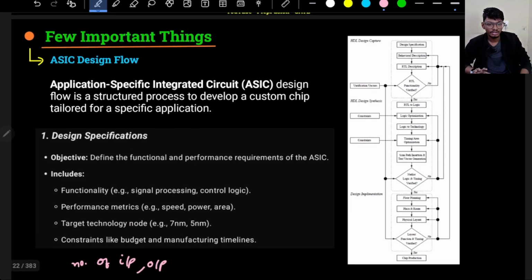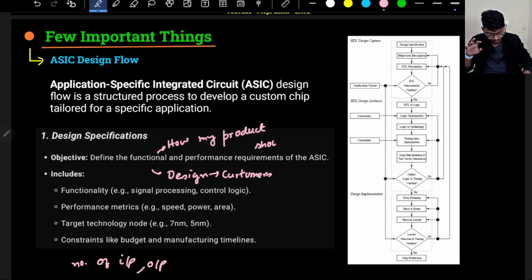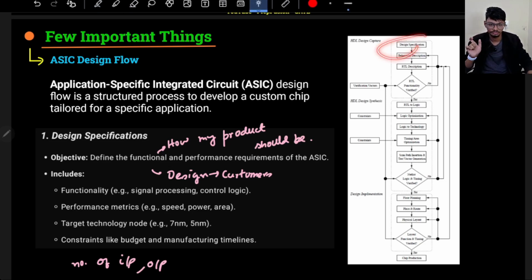So this is not just what the design team decides. The design team talks with their desired customers as well, about what the customers want. According to those customers, they will say, hey, I want a high speed ADC, something like that. So first they decide how my product should be. This is what the designers decide. They discuss back and forth with the customer, then they come to a specification, they write down the specification.